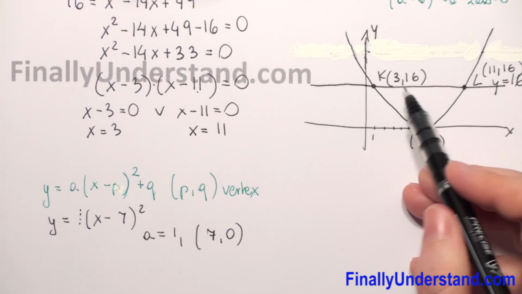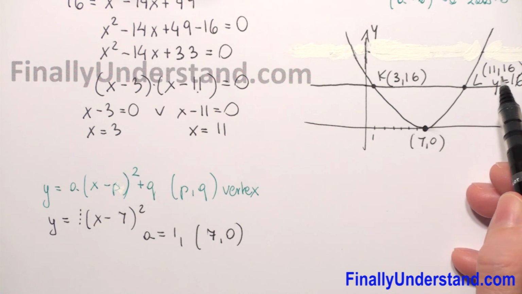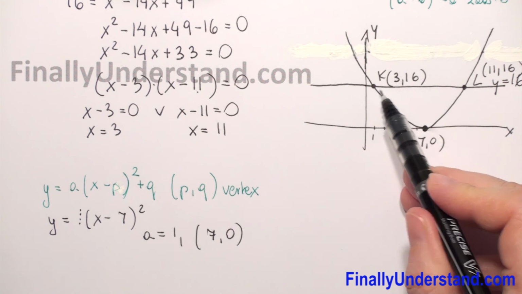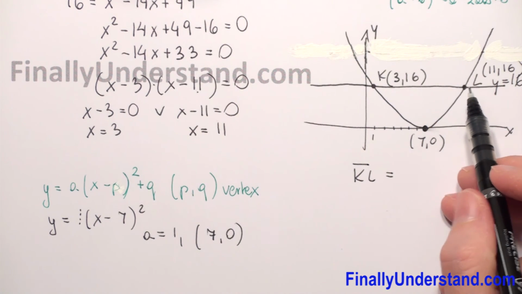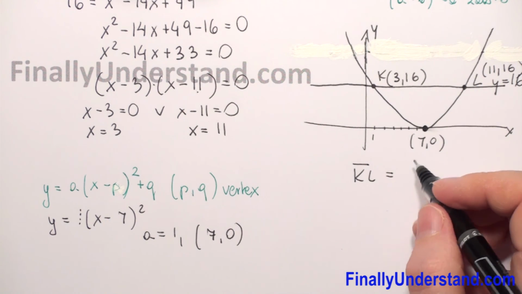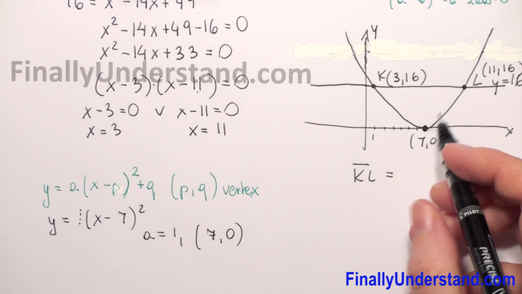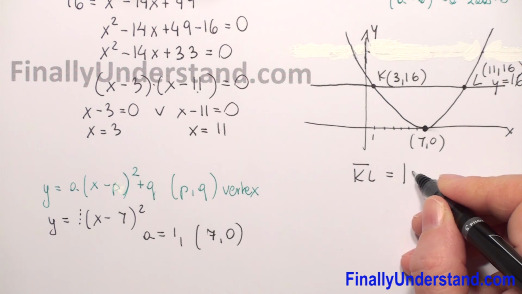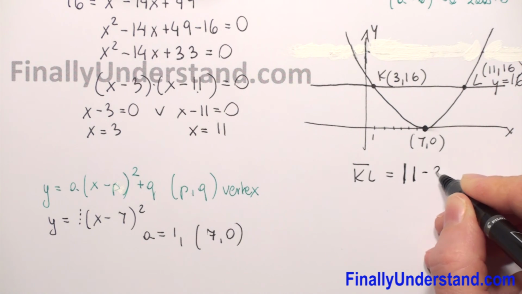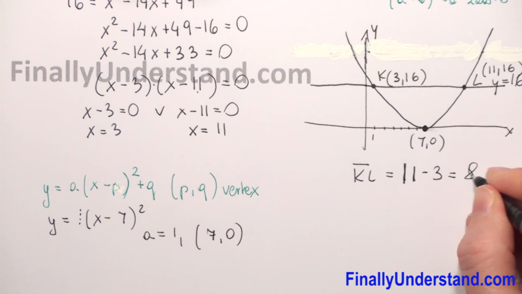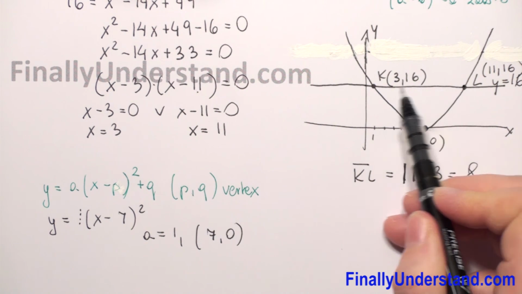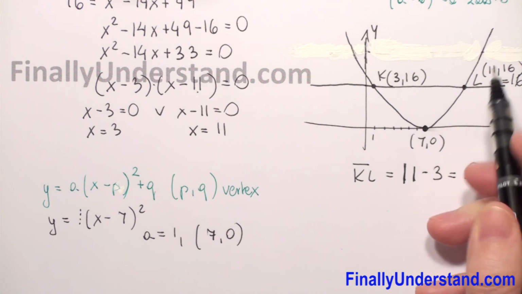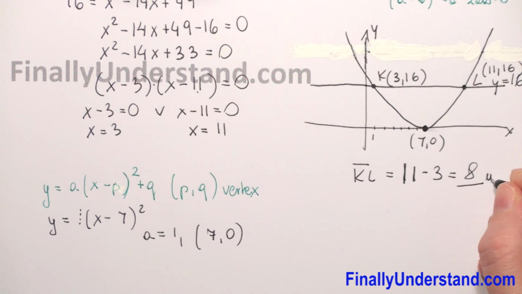We have the coordinates. The second coordinates are the same, 16. So how do we find the distance between K and L? The segment KL is equal to what? 11 minus 3, because these values are positive, so we don't have to put absolute value. We have 11 minus 3, so this is equal to 8. The distance between these 2 points, so the length of the segment KL, is 8 units. This is my solution.